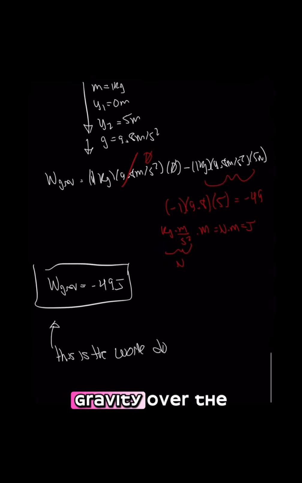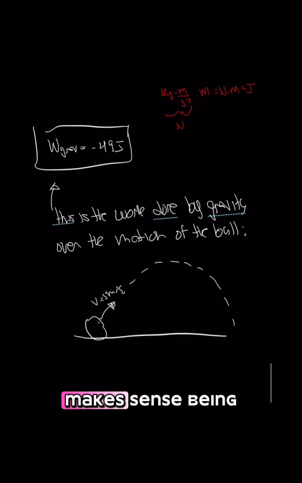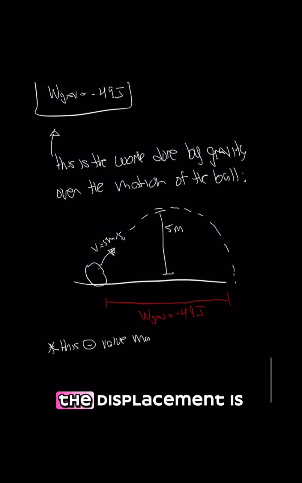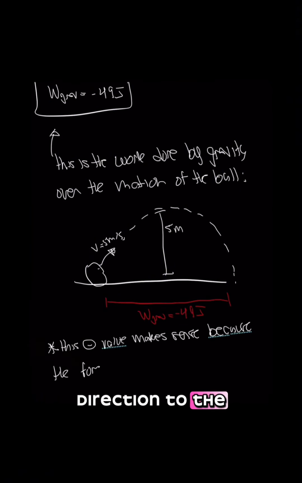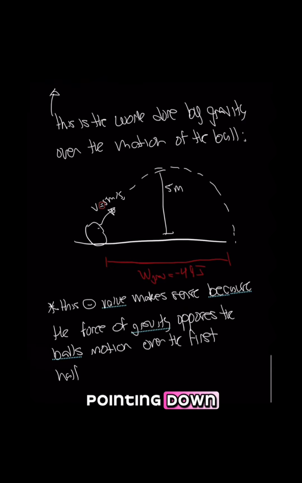This is the work done by gravity over the motion of the ball getting to the maximum height. So this value here makes sense, being negative 49 joules. As the ball gets to the maximum height, the displacement is in the opposite direction to the force of gravity. The displacement is pointing up, and then the force of gravity is pointing down, so this makes sense.